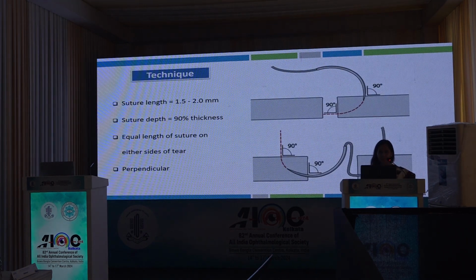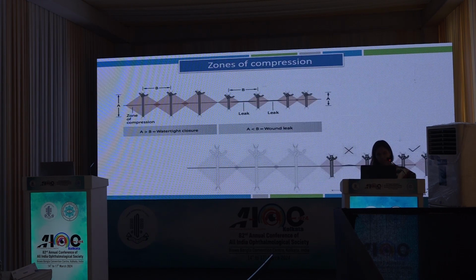Techniques are very simple, and we've all seen this before. When you are entering the needle, as with any corneal suturing, you want to keep the needle as perpendicular as possible so that you get a good depth, because if you're very superficial, then you'll get a lot of cheese wiring and also not get a good edge-to-edge opposition. Try to get an equal length of suture on both sides. This is only changed if it's a shelving tear, where we make it unequal on both sides.